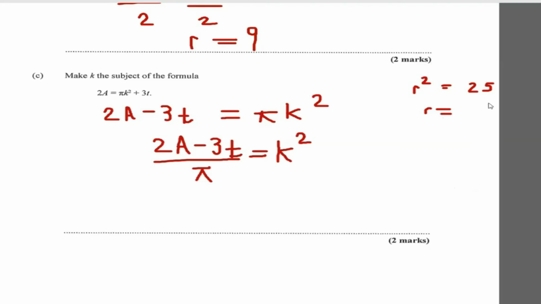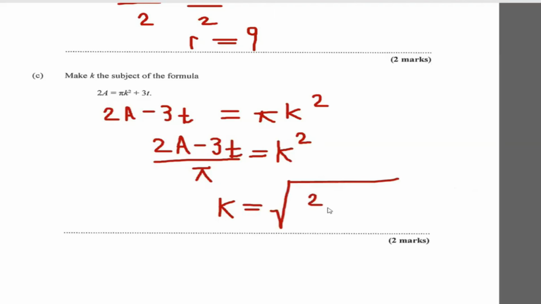r is not just equal to 5. We got 5 by square rooting 25. That's how we actually got what r is. So what we're saying then is that to find k, we just need to square root both sides. Once we square root both sides, we're going to get what k is. So let's square root both sides to get k is equal to the square root of 2a minus 3t over pi. And that is k. And that's how we make k the subject of the formula.